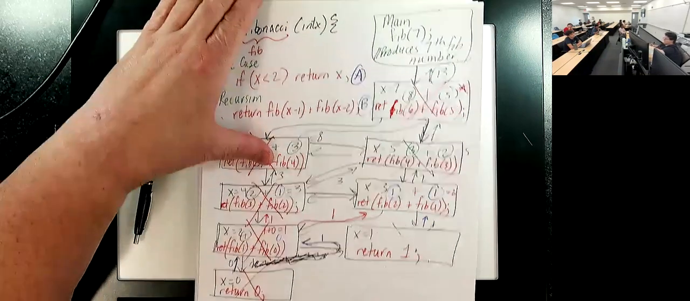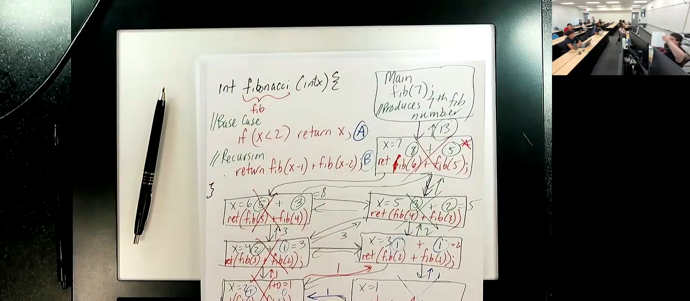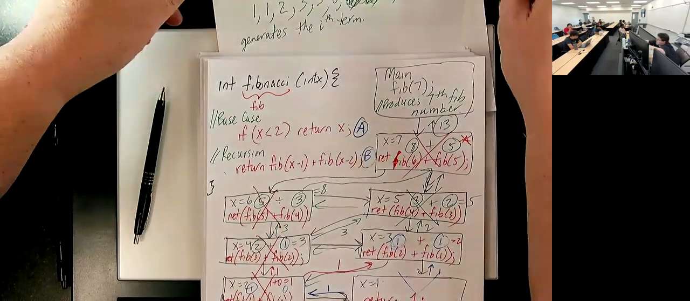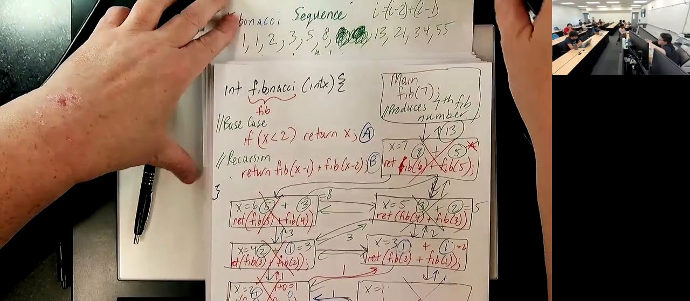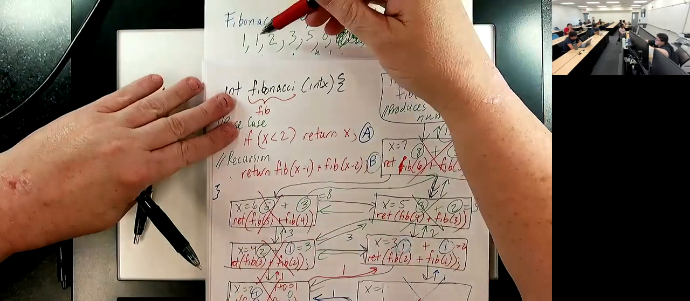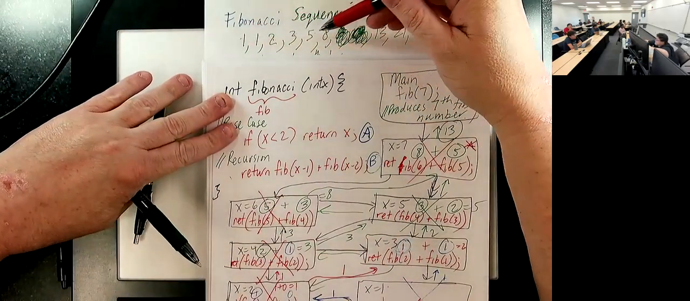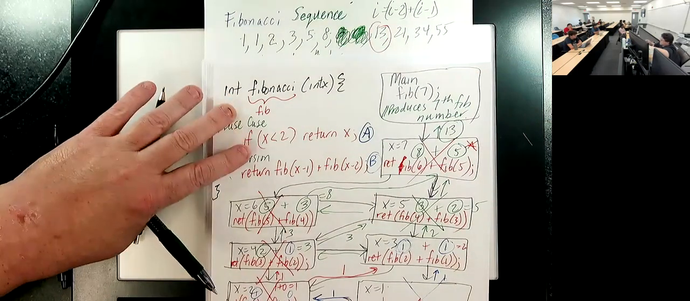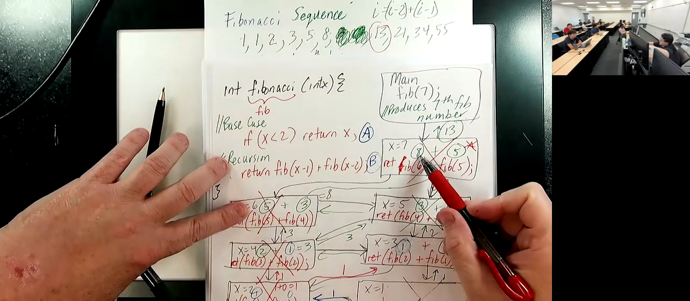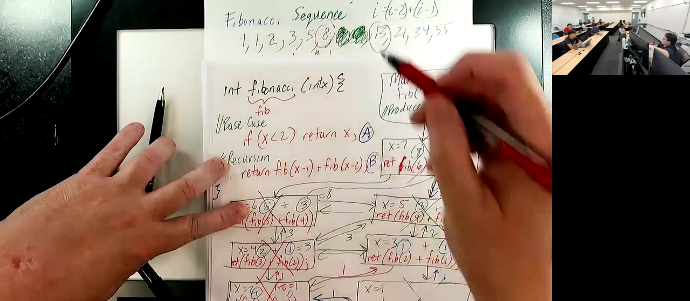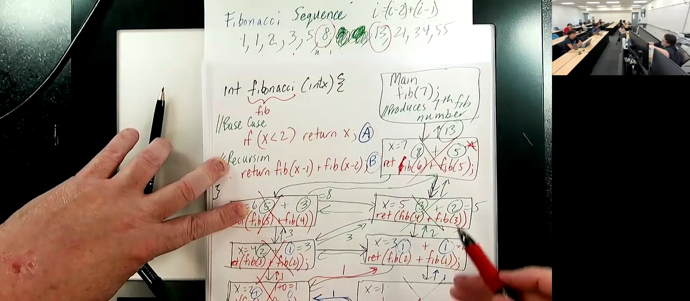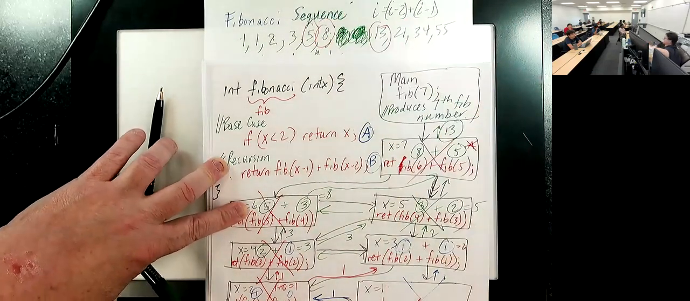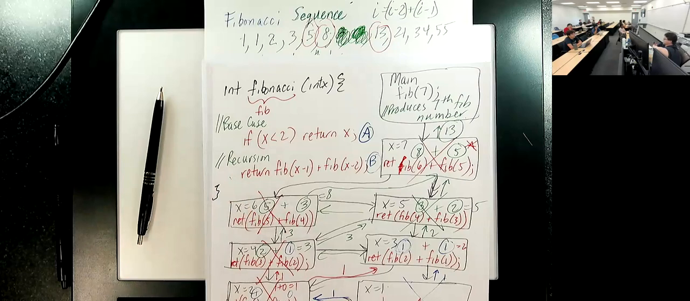Now, was that correct? Was our Fibonacci sequence right? Our 7th number was 1, 2, 3, 4, 5, 6, 7. Was our Fibonacci 6 8? Yes, it was. Was Fibonacci 5 5? Yes, it was. And we can see it's producing all the numbers of the Fibonacci sequence as it goes.